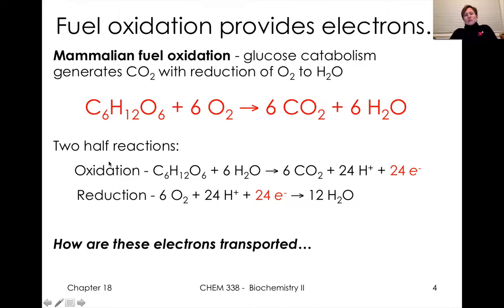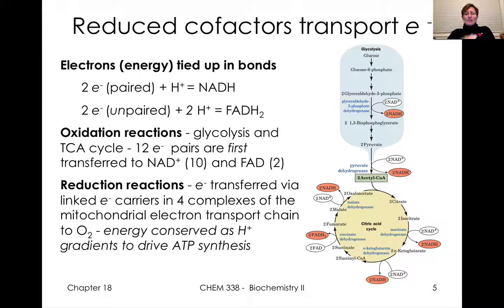Just like when you think about half reactions in a battery, in order for that to do work, we need to have a conduit for those electrons to pass through. So how do we transport those electrons in our biochemical system? We put them through complexes of the electron transport chain. This is a nice summary to remind ourselves about where we generate these reduced cofactors. Hopefully this is in the forefront of your mind, having just gone through glycolysis, glycogen metabolism, and then the citric acid cycle.